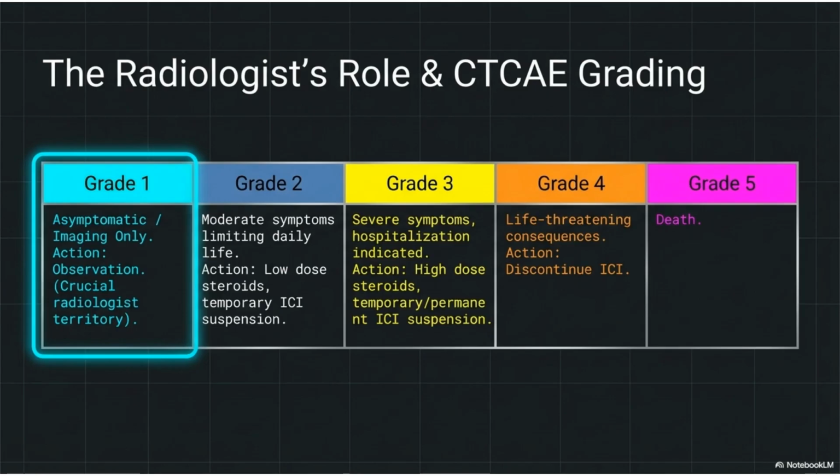The radiologist plays a key role, particularly in identifying grade 1 toxicities, which are asymptomatic and imaging only. Early detection is vital, as increasing grades necessitate more drastic action, like high-dose steroids or therapy discontinuation.